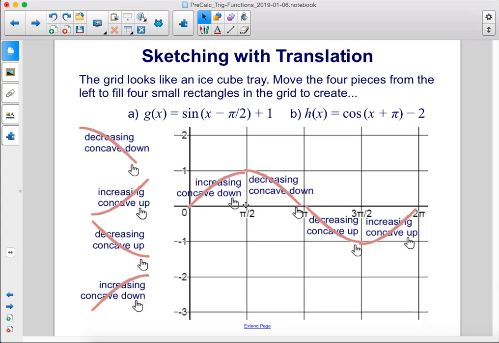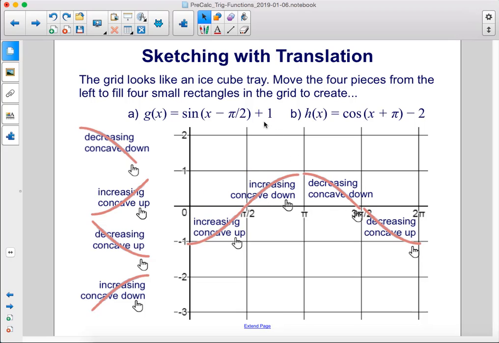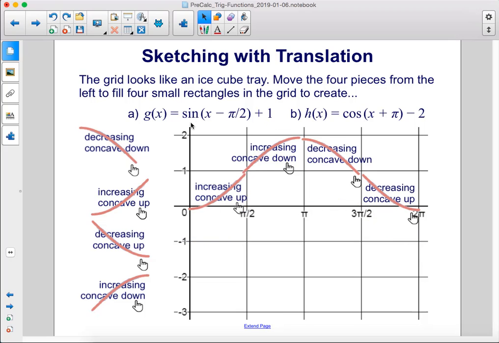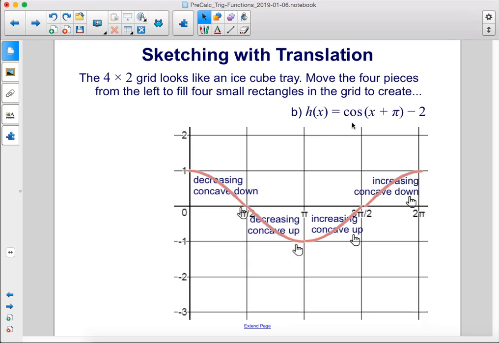So one box is pi over 2. This one's going to actually move to the front, and then these ones just all move over 1. Then we're going to move them up 1. So here is sine of (x minus pi over 2) plus 1. And there we go. Now b, we have a cosine function.